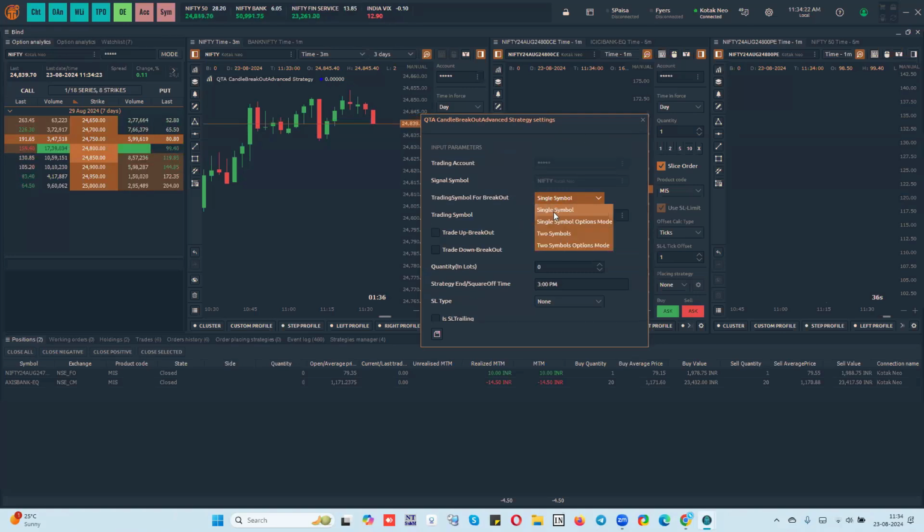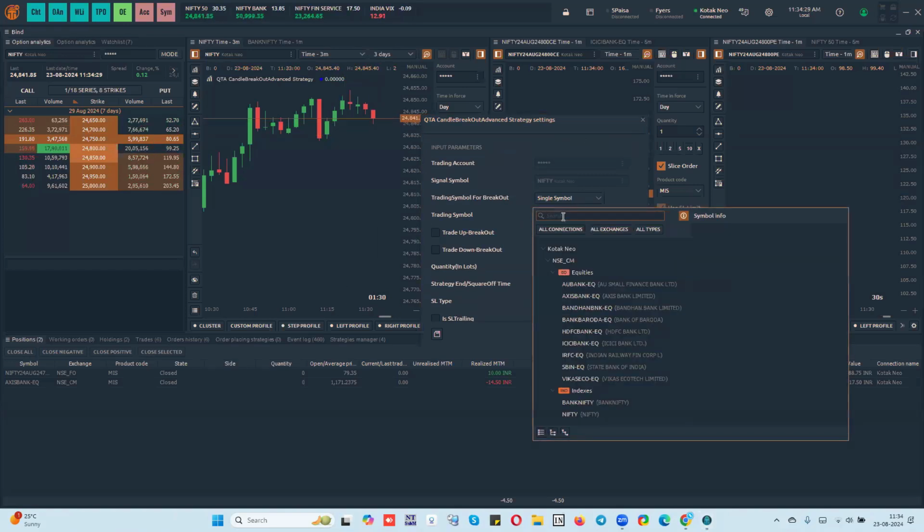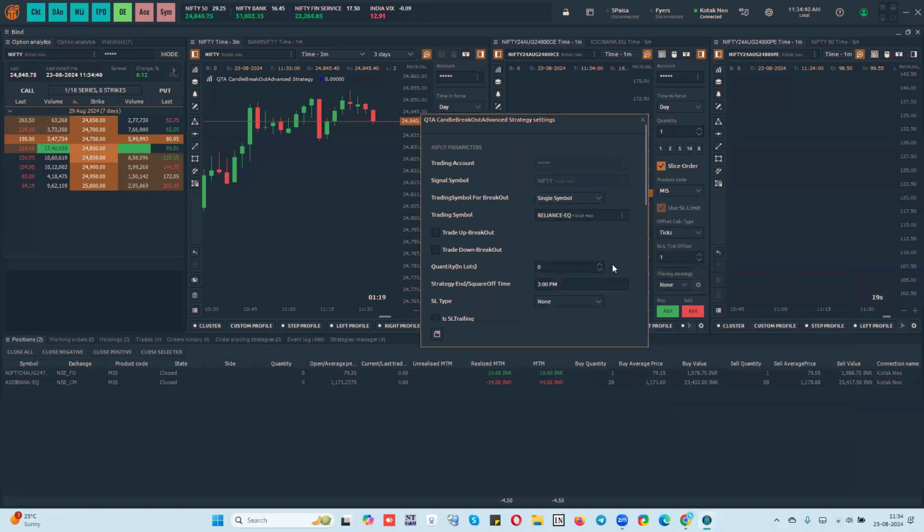There is a single symbol option, which means you will be selecting a particular chart but trading in a different symbol. Say, for example, I'm selecting a spot Nifty chart and I want to trade, say, HDFC or Reliance, for example. I can do that. Okay. So I'm showing you all the examples.